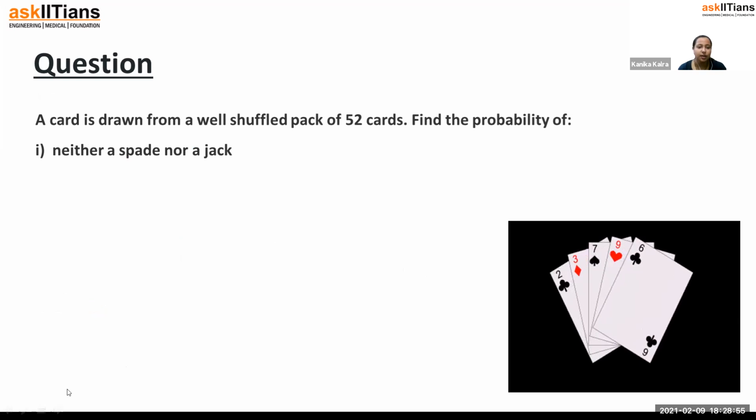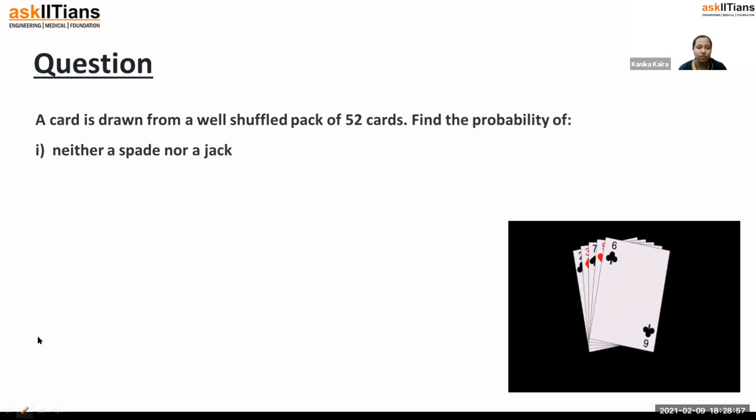Next question. A card is drawn from a well shuffled pack of 52 cards. Find the probability that it's neither spade nor a jack. So in spade there are total 13 cards. And in Jack, there are total 4 cards, but one is already included in the spade. So we are left with 3 Jack cards. The total becomes 16.